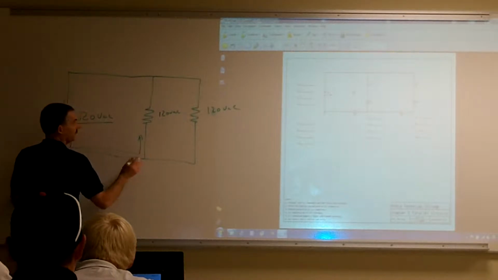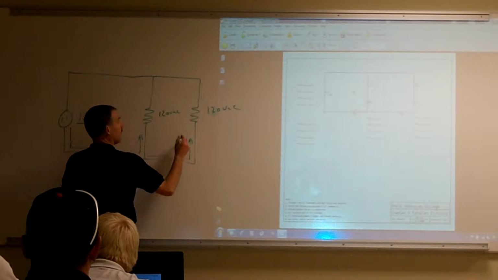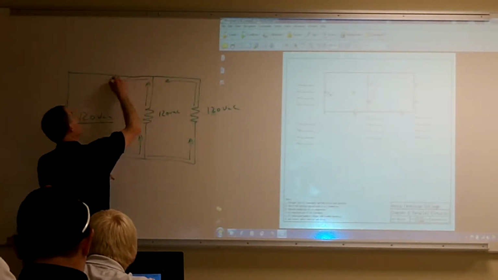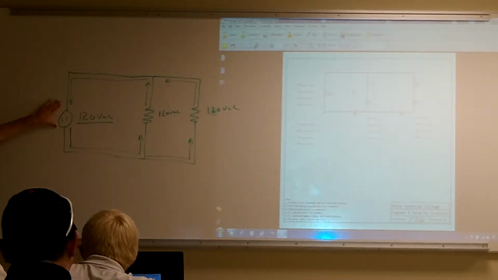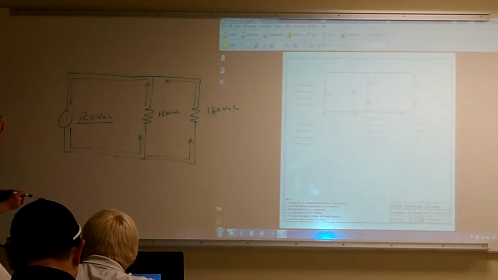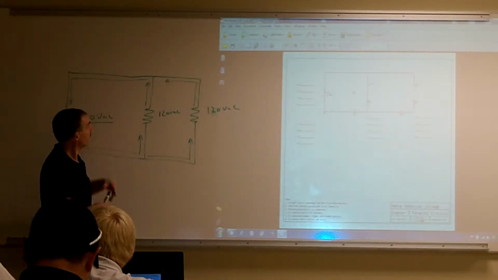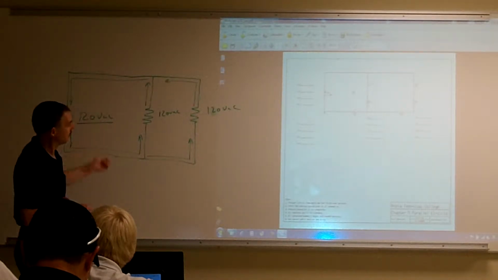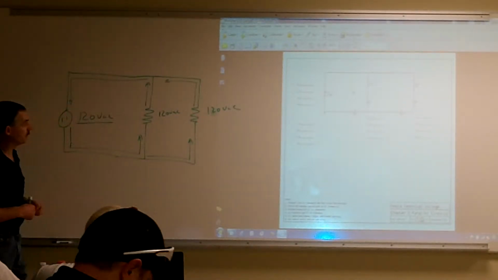Some of it's going to go to my heater, and then some of it's going to go through my coffee pot. And then that current is going to come back up, and those two currents are going to join, and my total current is going to go back into my outlet. So another name for a parallel circuit is a current divider. A series circuit is a voltage divider. Parallel circuit is a current divider. What remains constant in a parallel circuit? My voltage.